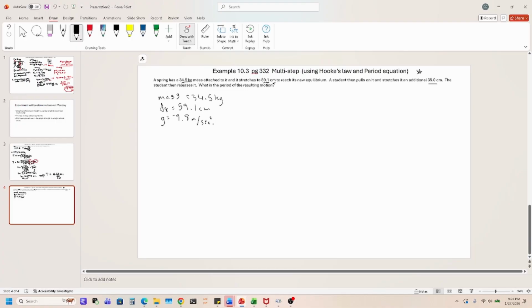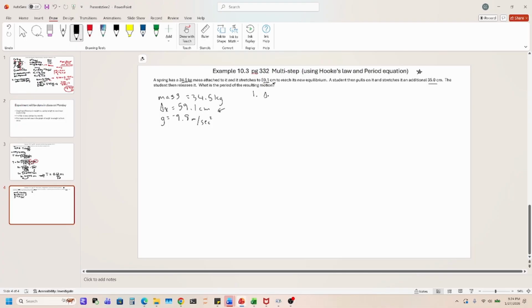We do care about the direction on this because we've got a couple of forces acting. We've got weight pulling downward, and then we've got our spring pulling upwards. So there are two different forces at play. So let's just go ahead and convert our units first. First step, we're going to convert units. We don't have to do anything with that one, but we do need to convert this 59.1 centimeters.